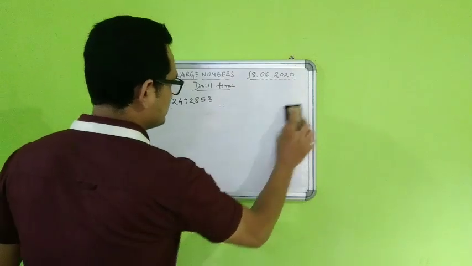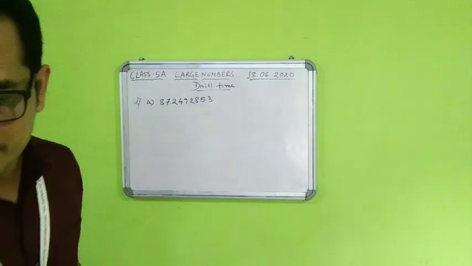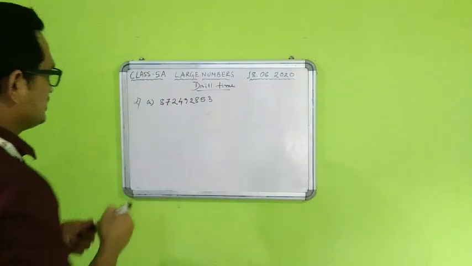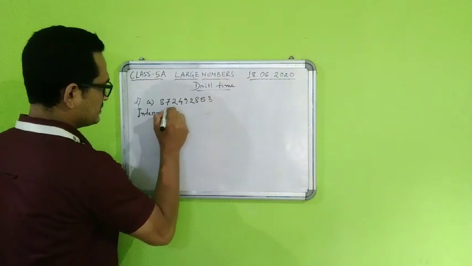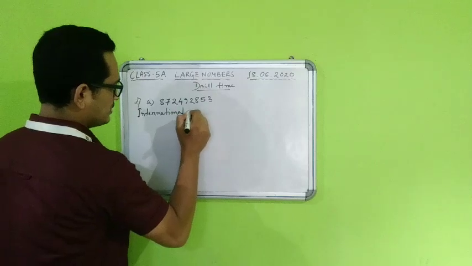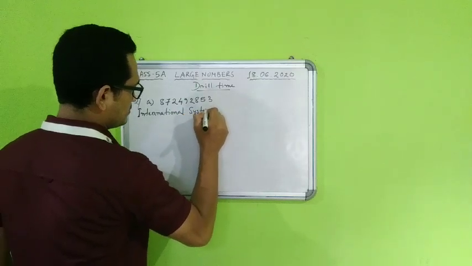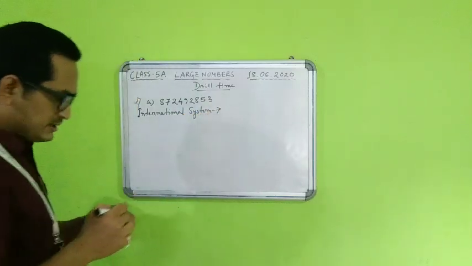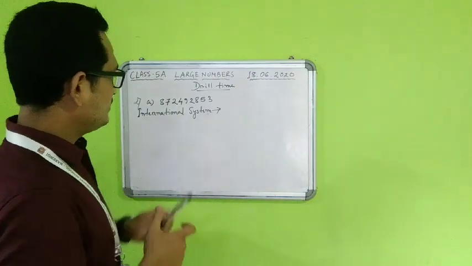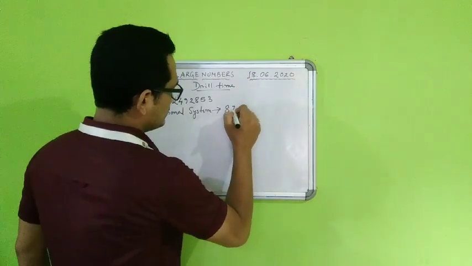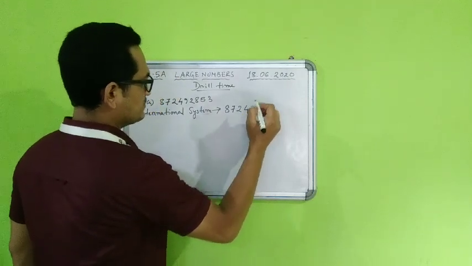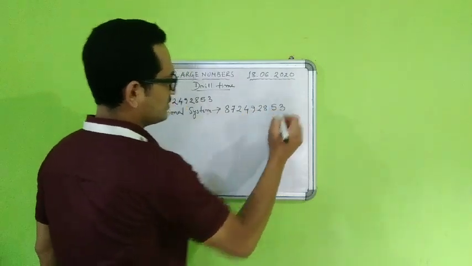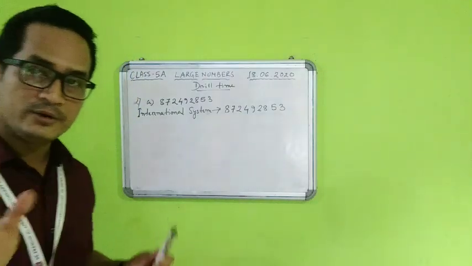So let us start. Same number it will be. So we have to do 2 times. So it is now international. Now in the international system, if you see properly, let us first write down the number 8724928553. Now let us put the comma according to the international.